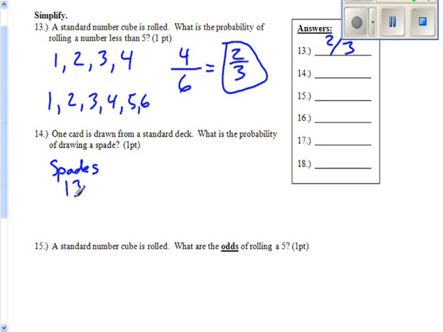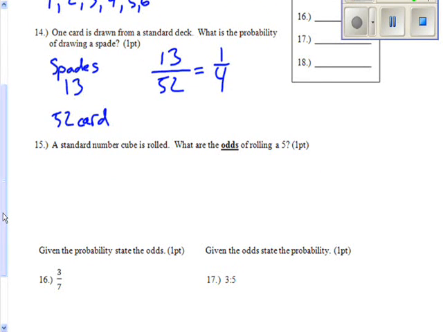13 spades in the deck. And total cards, there are 52 cards in a deck of cards. So, spades, there's 13 of them out of a total of 52, which reduces to 1/4. That's it. Okay, simple probability. It's how many ways the thing can happen over the total number of options.